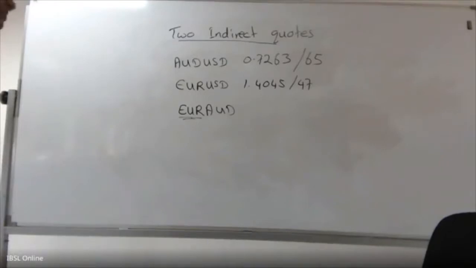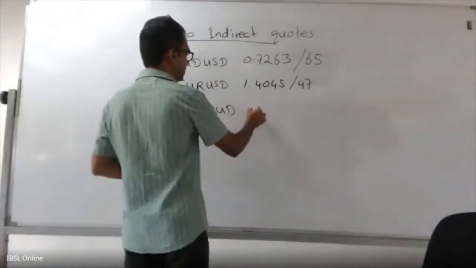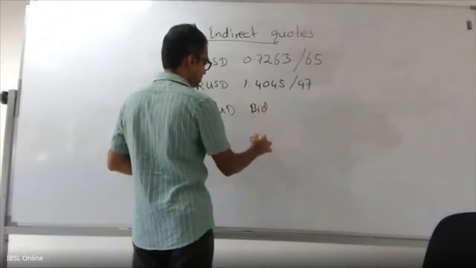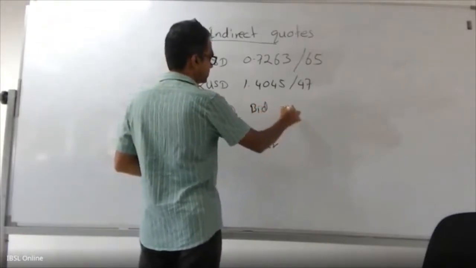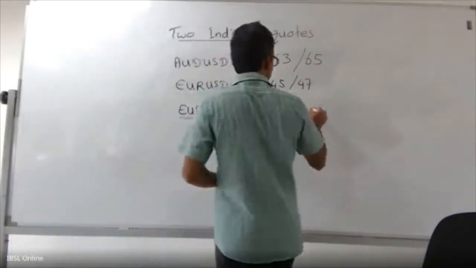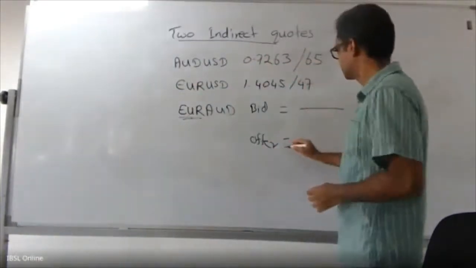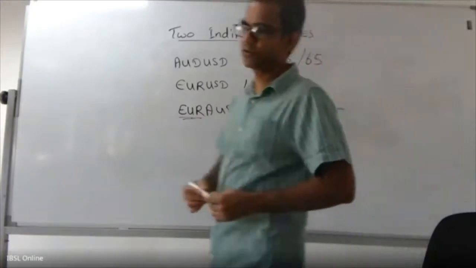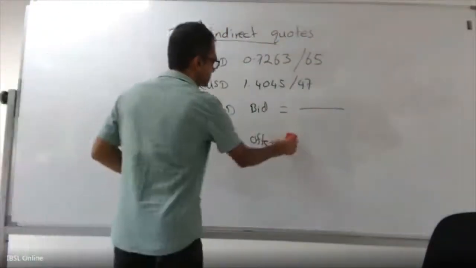So what's the bid figure? What's the bid? What is offer? To get the bid, you have to divide two numbers. To get the offer, you have to divide two numbers.